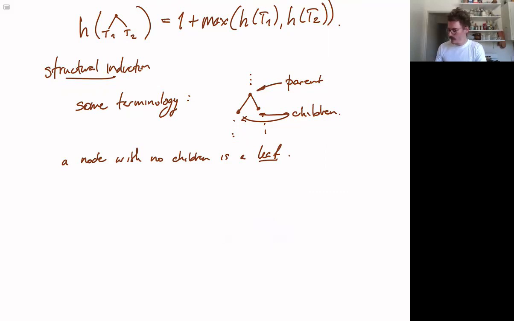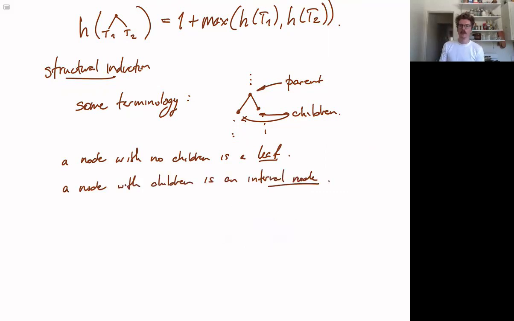And a node with children is called an internal node, for mostly obvious reasons: it is not at the end. It is on the inside in some sense. So let's do a quick example.